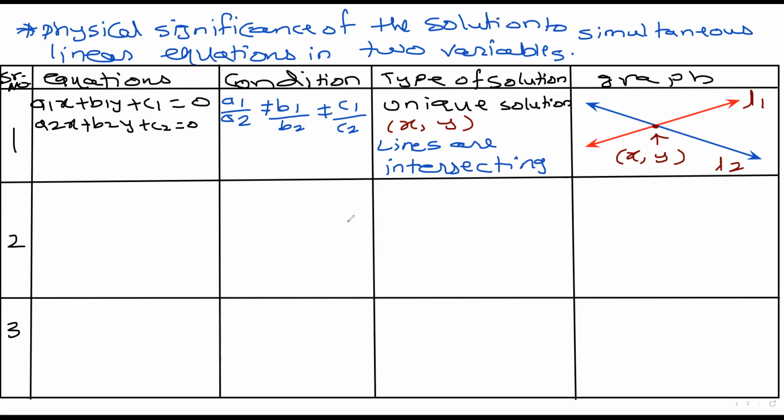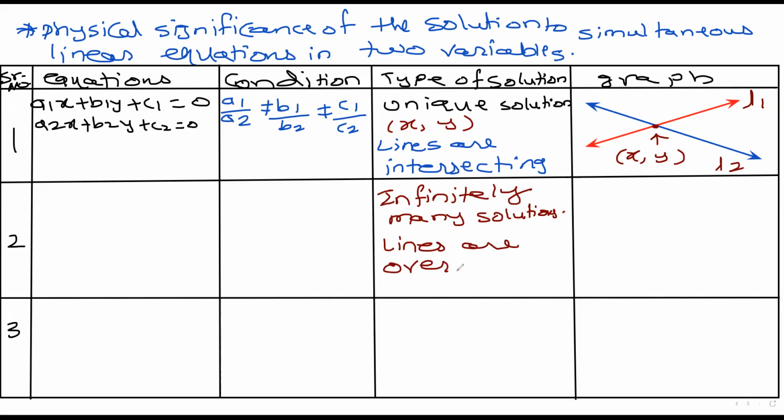So what will happen in the second case? The type of solution here is infinitely many solutions. This can happen. I told you in the beginning, infinitely many solutions. What does infinitely many solutions mean? That means the lines are overlapping. One line is on the other line. Not overlapping, that is not a good word. The lines are coincident. They lie on top of each other.